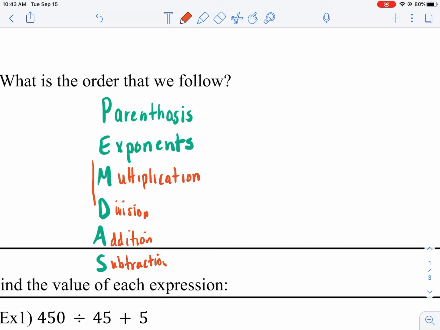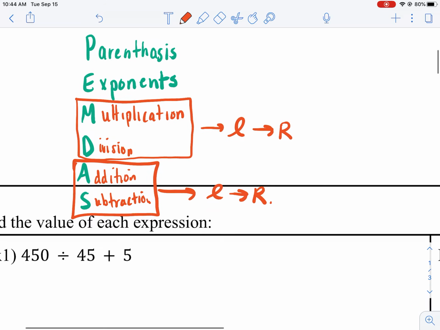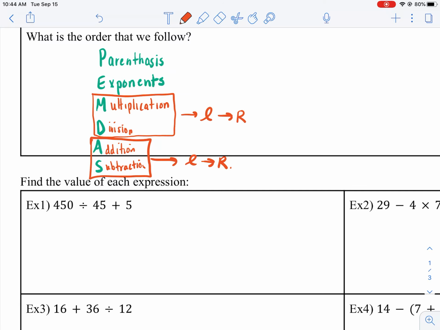Okay. And what I'm going to do is I'm going to put a box around multiplication and division, and I'm going to put a box around addition and subtraction. So why did I put a box around multiplication and division? So normally we would do multiplication and division, but there is a case where we would perform these from left to right. So they happen at the same time, okay? But whatever one is coming on the left, we do first. So we perform that from left to right. And for addition and subtraction, we do that from left to right as well. And we'll talk about that when we come to a specific example.